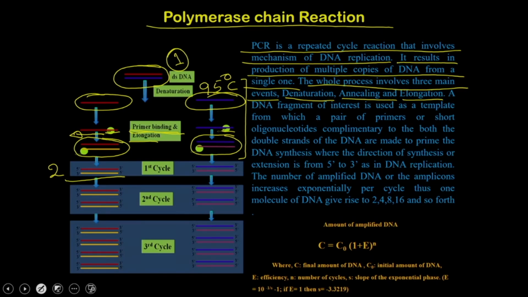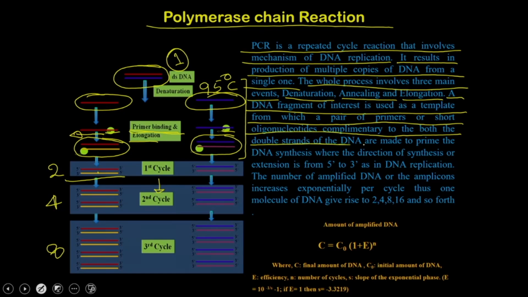Now you can imagine the same thing will happen in the second cycle, where these two strands also serve as templates, and that is how you get 4 copies, and in the third cycle you get 8 copies. A DNA fragment of interest is used as a template, from which a pair of primers, or short oligonucleotides complementary to both strands of the DNA, are made to prime the DNA synthesis, where the direction of synthesis or extension is 5 prime to 3 prime, as in the case of DNA replication.